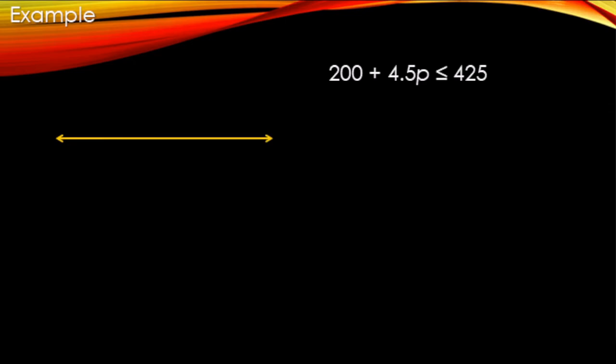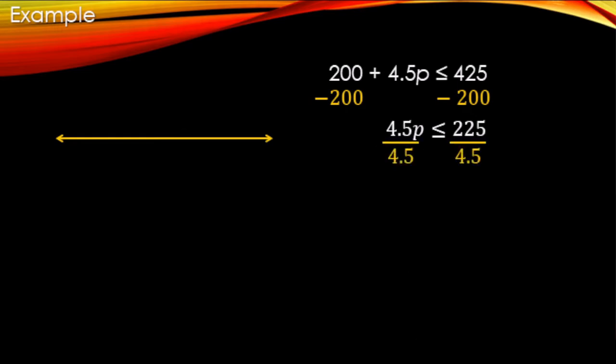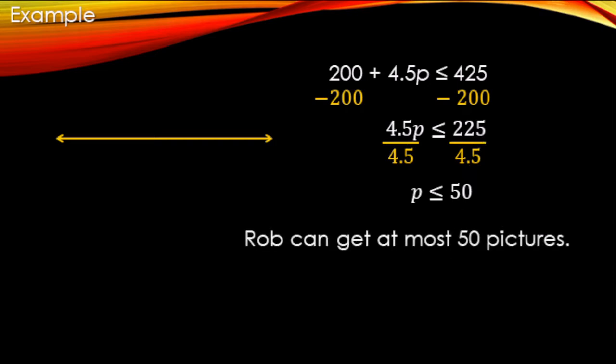All right, so now we just want to solve this inequality. We're going to treat the inequality symbol just like an equal sign. So we want to get the P by itself on the left-hand side. We're going to undo the plus 200 with a minus 200 to both sides. So we have zero 200s on the left, just the 4.5P, and then 425 minus 200 is going to be 225. Still need to get P by itself, so undo the 4.5 with a divide by 4.5 to both sides. Now 4.5 over 4.5 is just 1P, and 225 divided by 4.5 is 50. So we know he can get at most 50 pictures, or the number of pictures is less than or equal to 50.